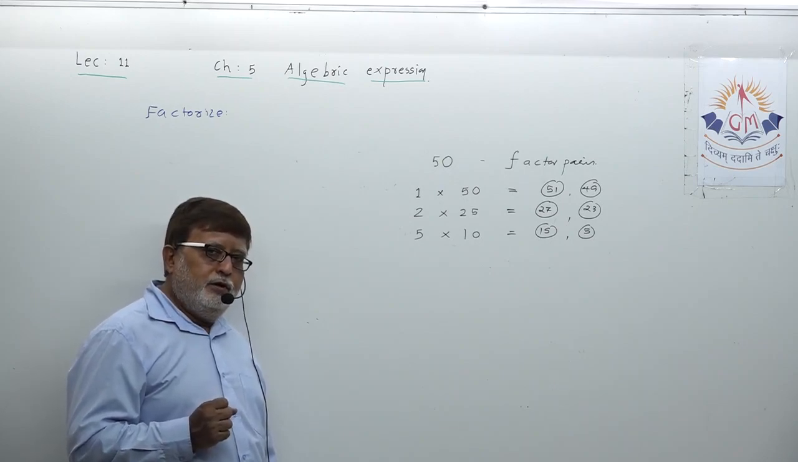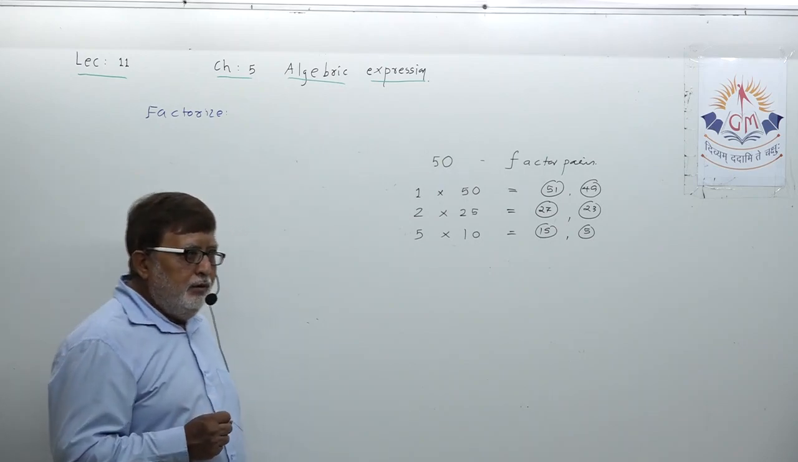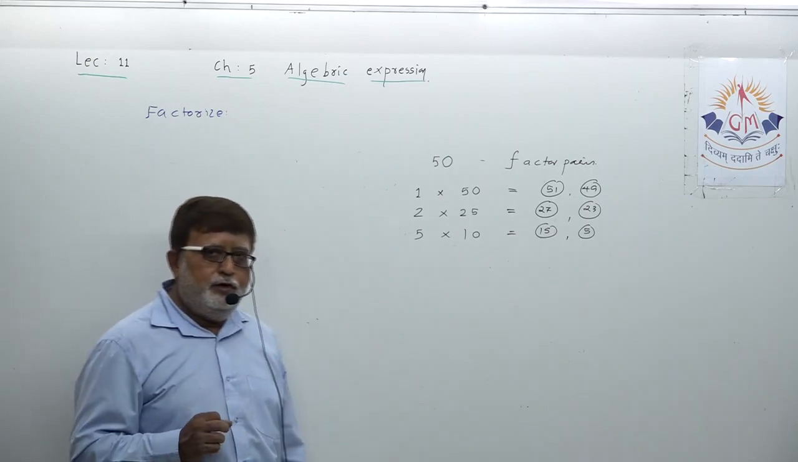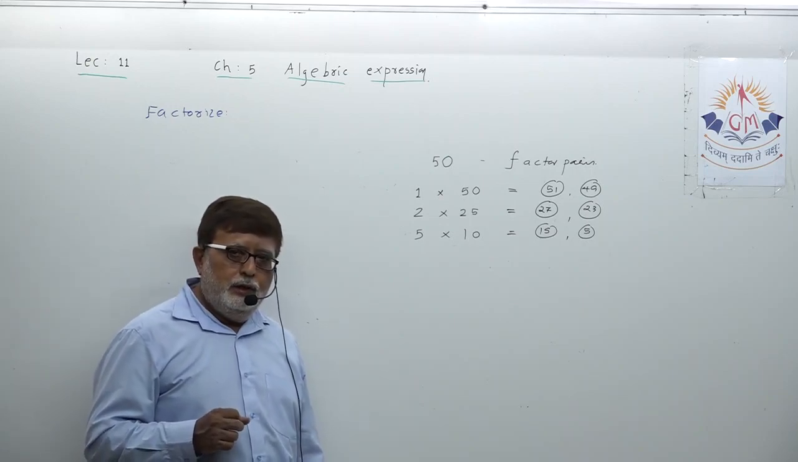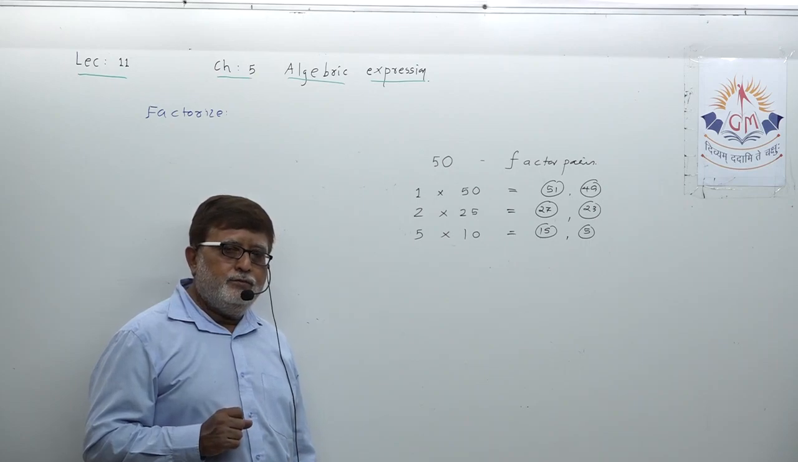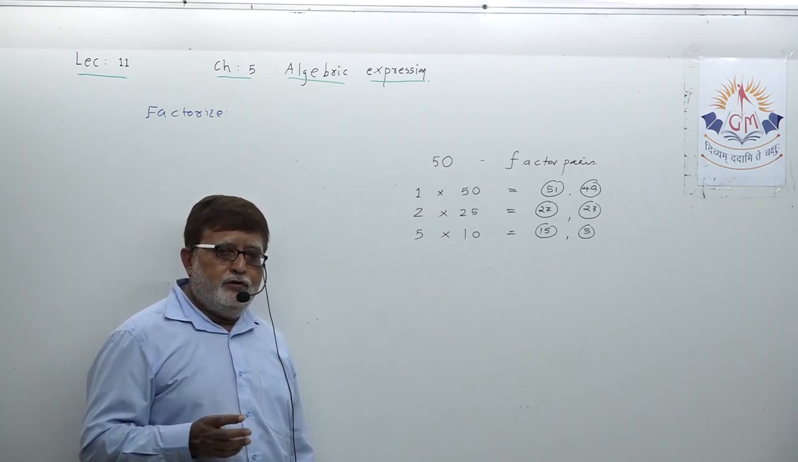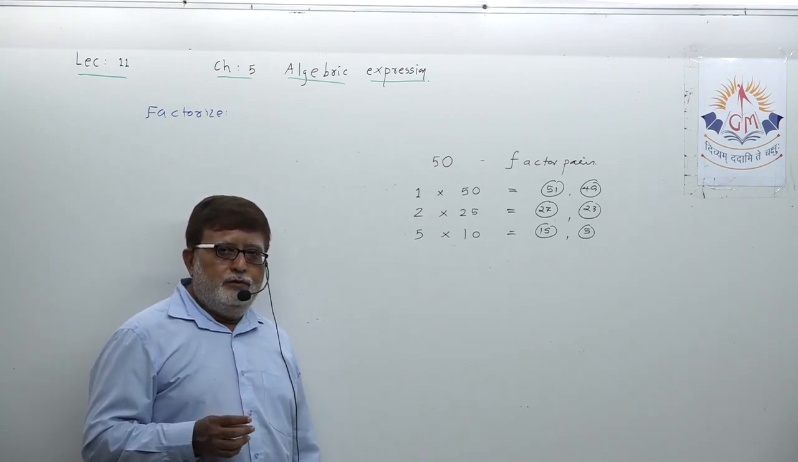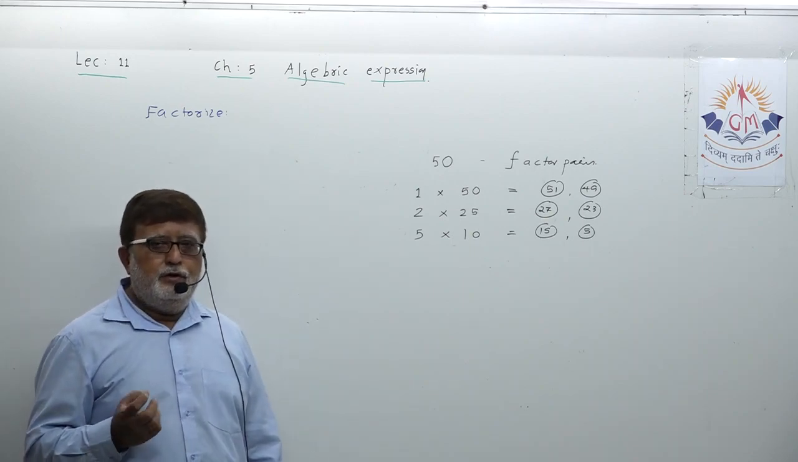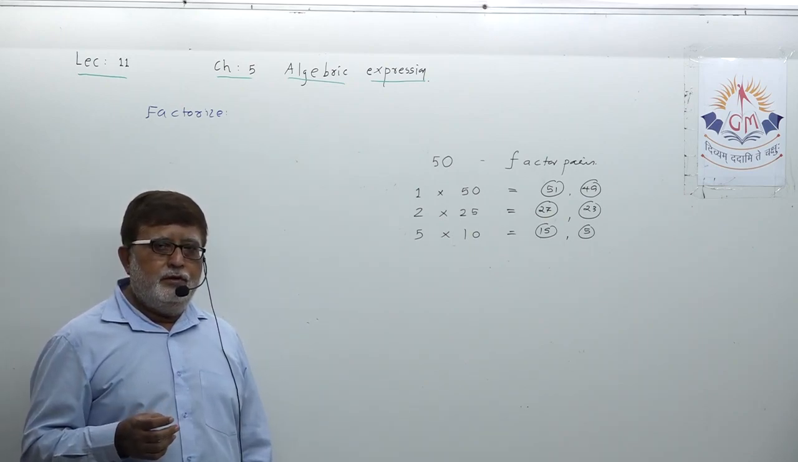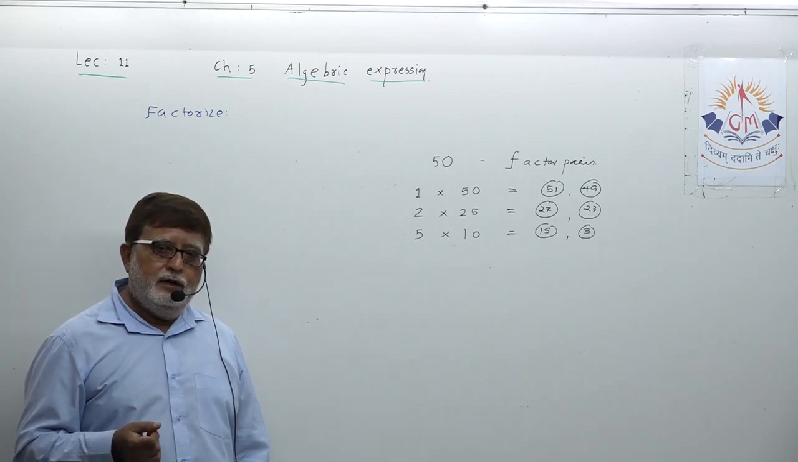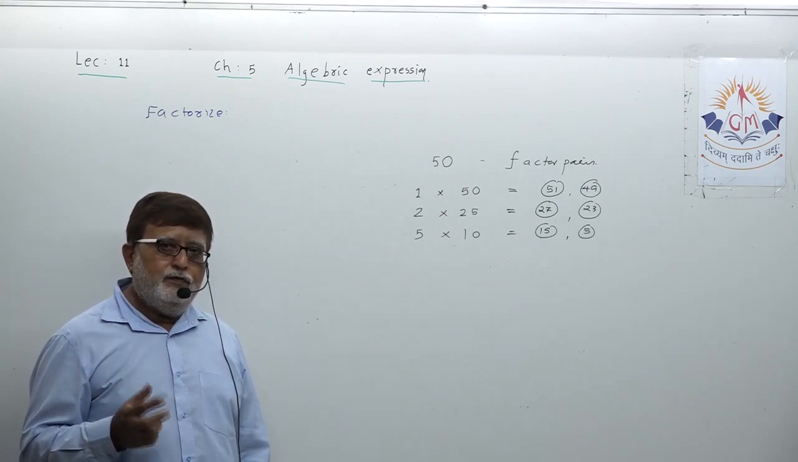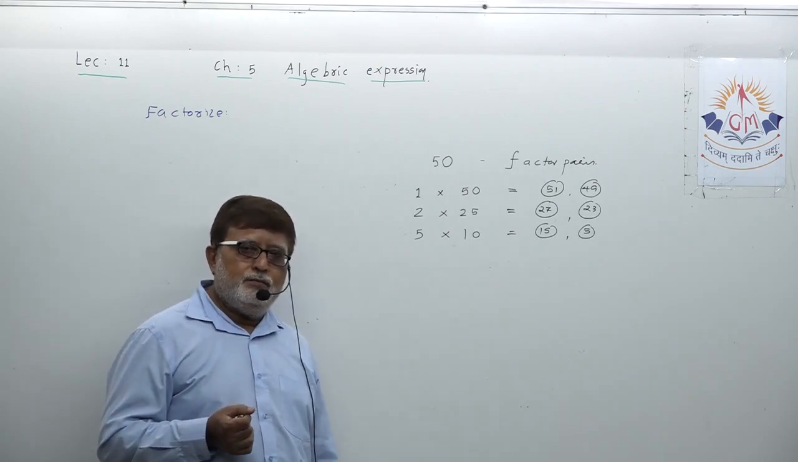Suppose, dear student, can you tell me the factor of 40 whose addition is 13? Is it striking in your mind? Such factor of 40 whose addition is 13: 5 and 8 make 40, 5 plus 8 is 13.